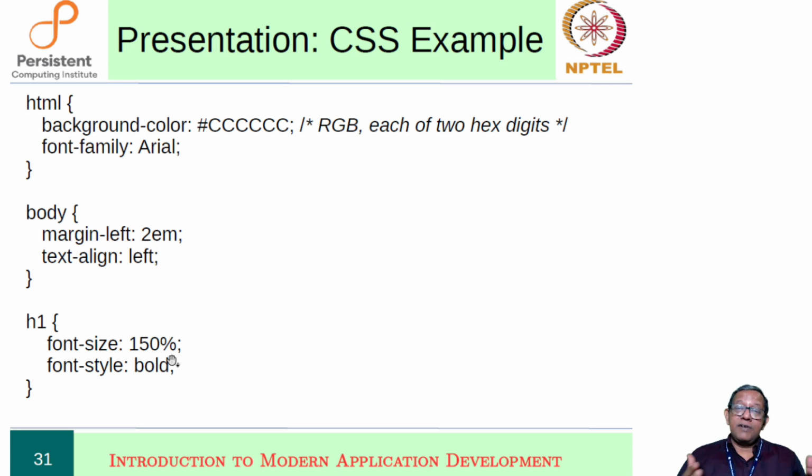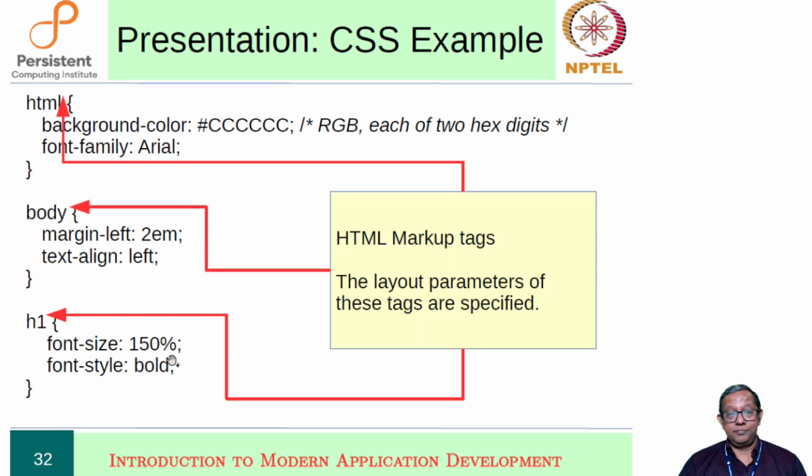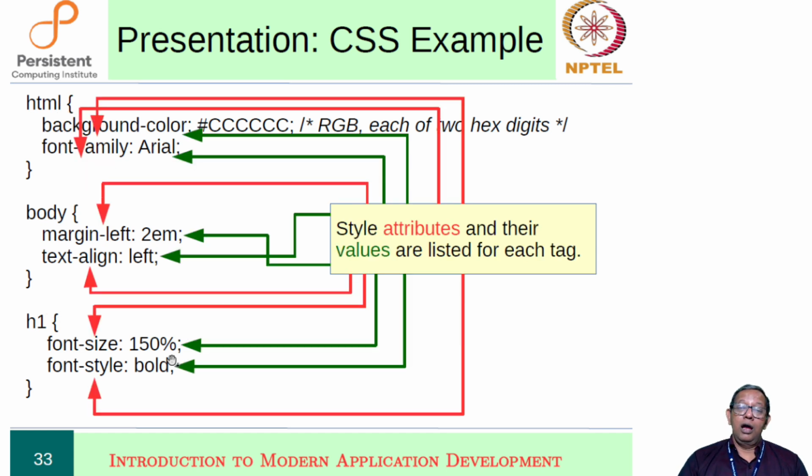You can go on specifying the details of every tag in your CSS system. The HTML marker tags are shown. The names of the attributes are shown using red arrows, and the values are shown using green arrows.